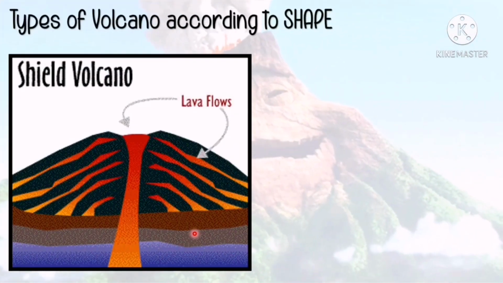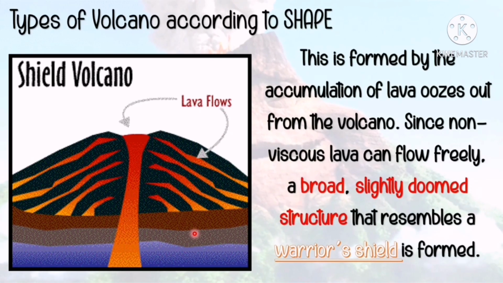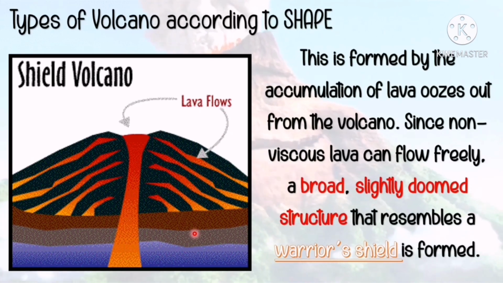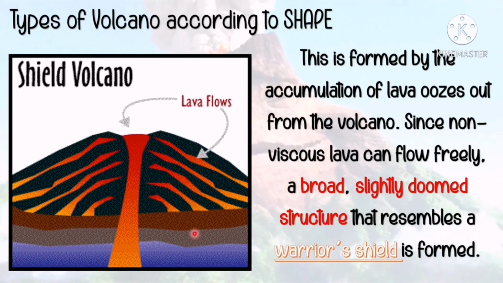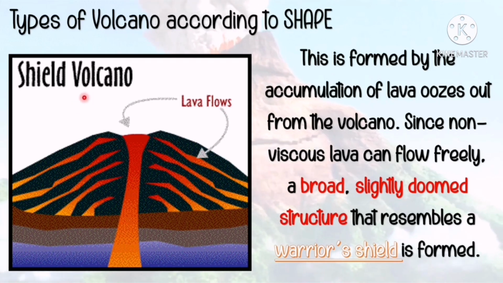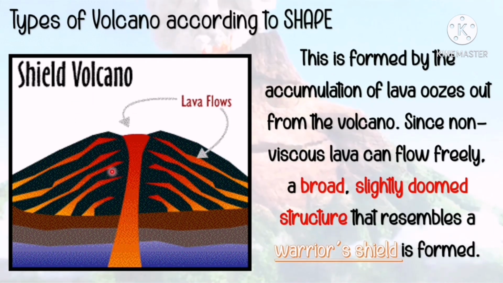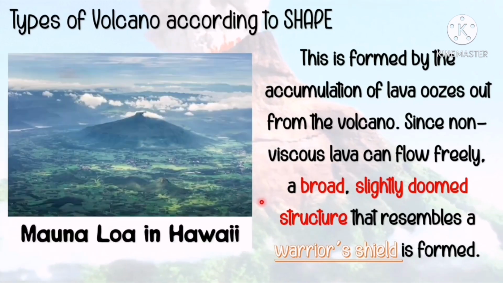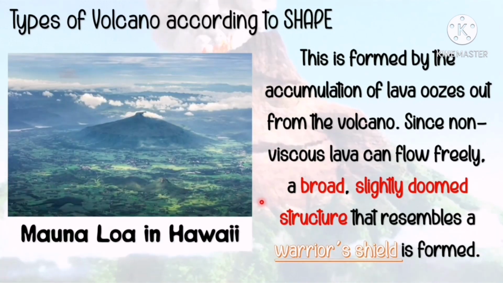The first type is shield volcano. This is formed by the accumulation of lava that oozes out from the volcano. Since non-viscous lava can flow freely, a broad, slightly domed structure that resembles a warrior shield is formed. That is why it is called shield volcano. It is because it looks like a warrior shield. An example is Mauna Loa in Hawaii.